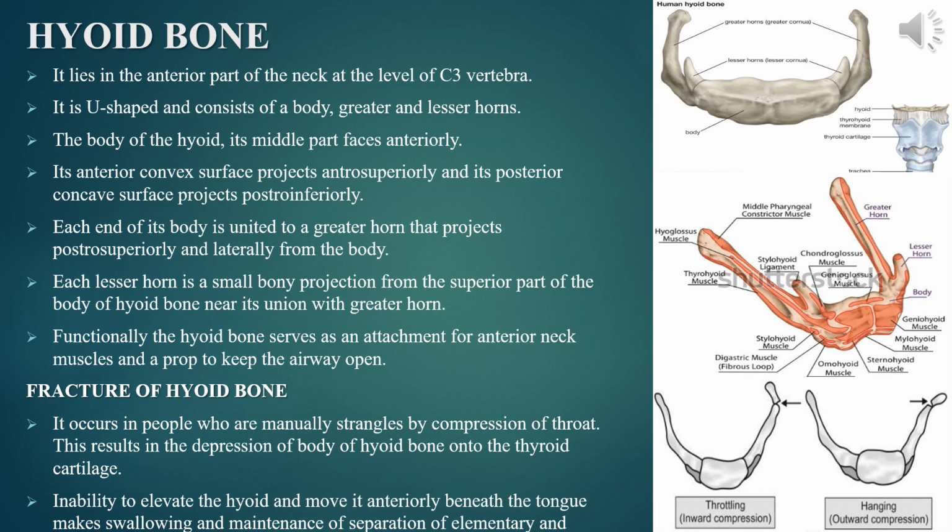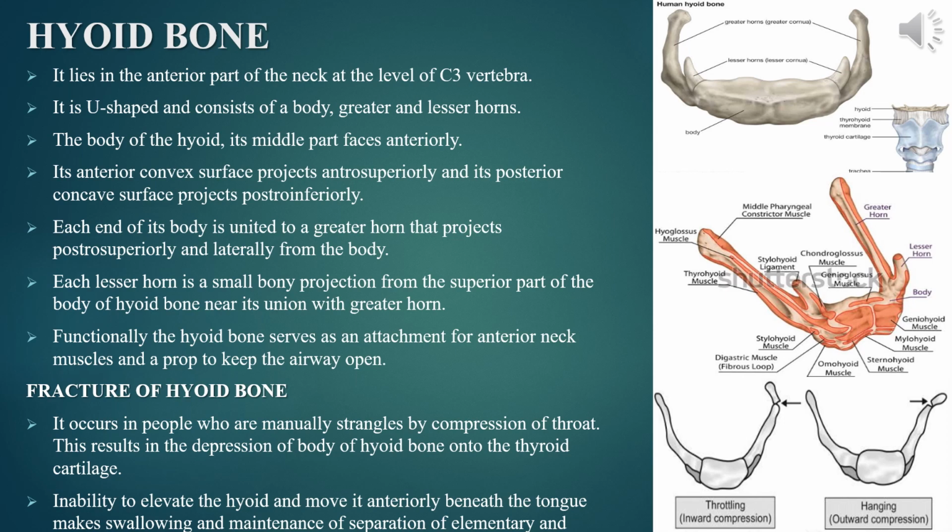Each end of its body is united to a greater horn that projects postero-superiorly and laterally from the body. A small bony projection, which is the lesser cornu or lesser horn, is present at the junction of the body and greater cornu. Functionally, the hyoid bone serves as an attachment for anterior neck muscles and a prop to keep the airway open. It maintains the patency of the pharynx and helps in swallowing.